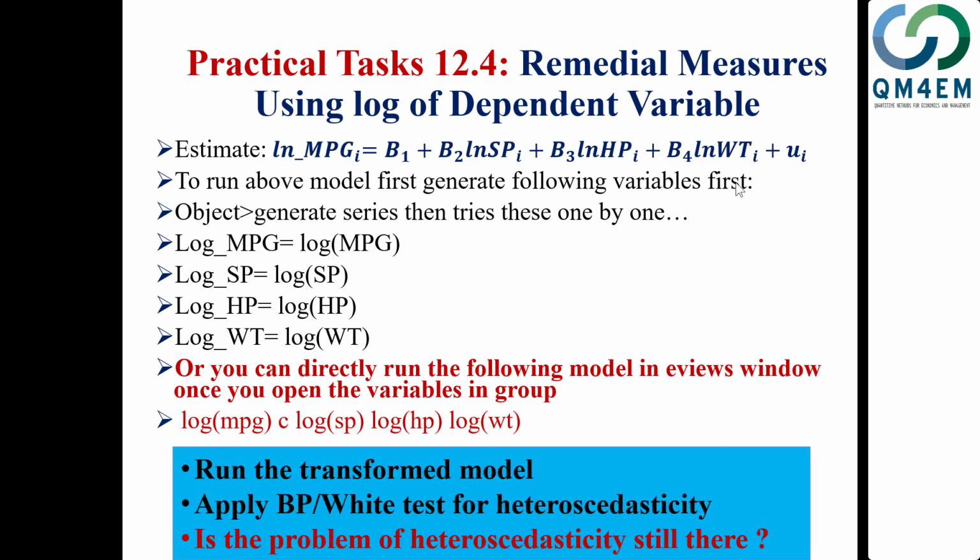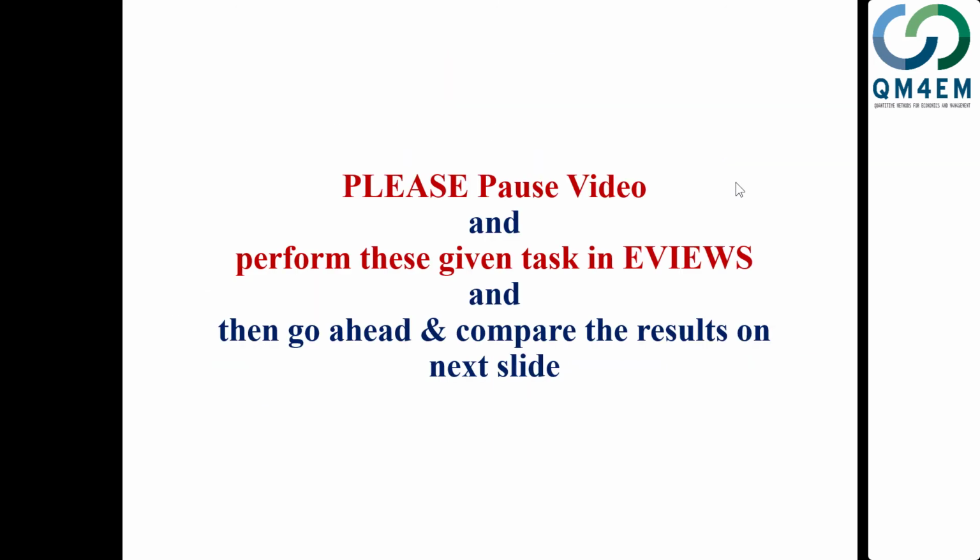So again, we have to answer these three questions. We have to run the transformed model, that's the double log model. We have to apply the BP and White tests for heteroscedasticity, and we have to check if the heteroscedasticity problem is still there or if it is solved. So again, I would request you, please pause the video, perform all these tasks in Eviews, and then compare the results on the next slide. I will pause my video. Please take your data and perform these tests in Eviews.